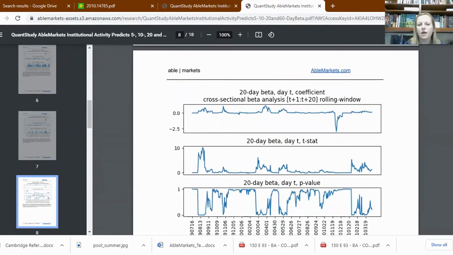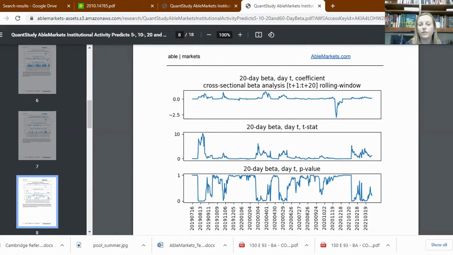Finally, we're looking at the 20-day preceding beta. We're still using the same dependent variable, but our independent variable is now the beta that was computed on the previous 20 days. Again, it's all in the rolling window format.